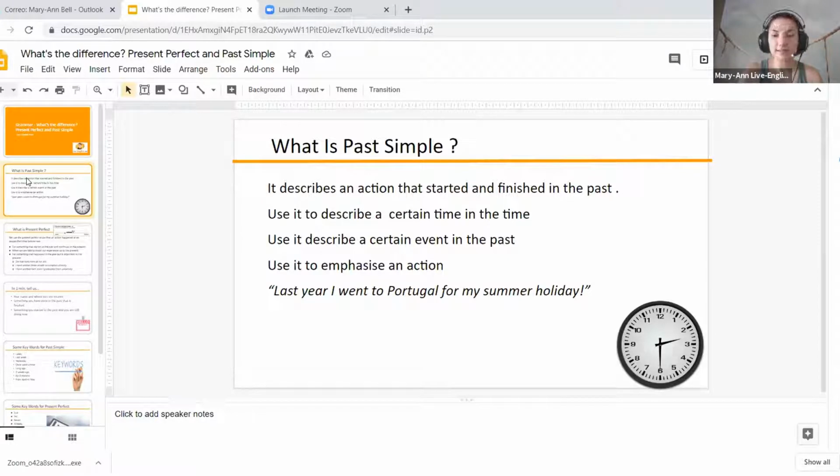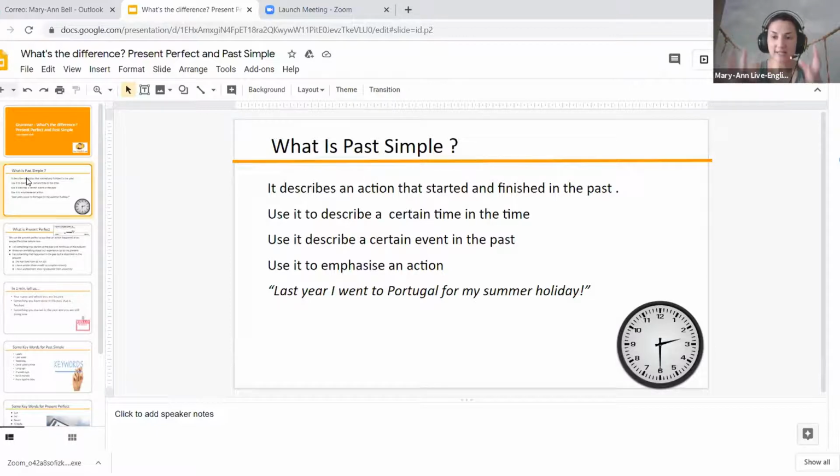Now the idea of the past simple is in its name. It's all about the past. Okay, it's talking about something that happened, started, finished, is completely over in the past. Usually when we talk with the past simple, we tend to be describing a specific event or a certain time. For example, when I was at school last year, when I went on holiday last summer.